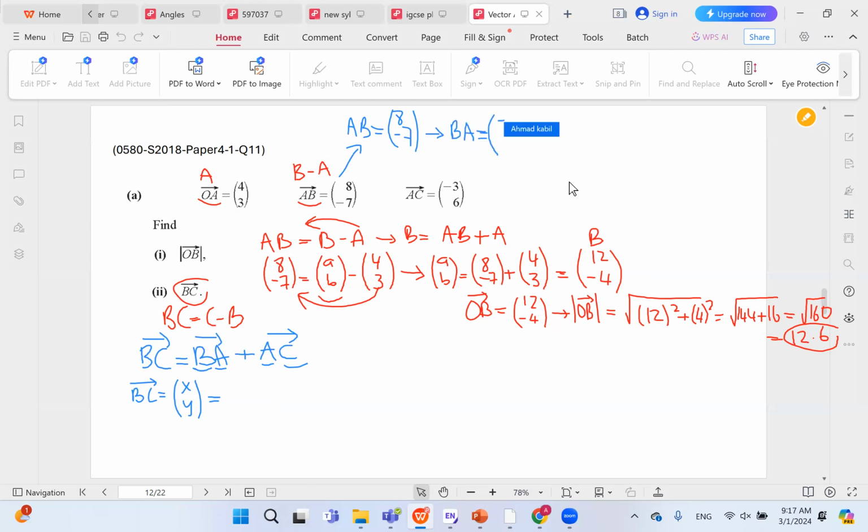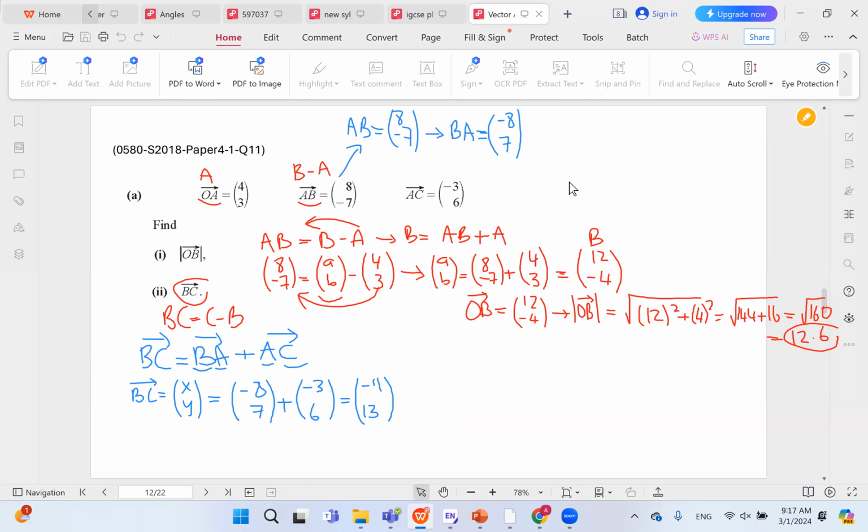So that would be negative 8, positive 7. We just negate the signs of each term. So BA would be negative 8 and 7 plus AC, which is negative 3 and 6. And that would give us negative 11 and 13. And that would actually be the correct final answer.